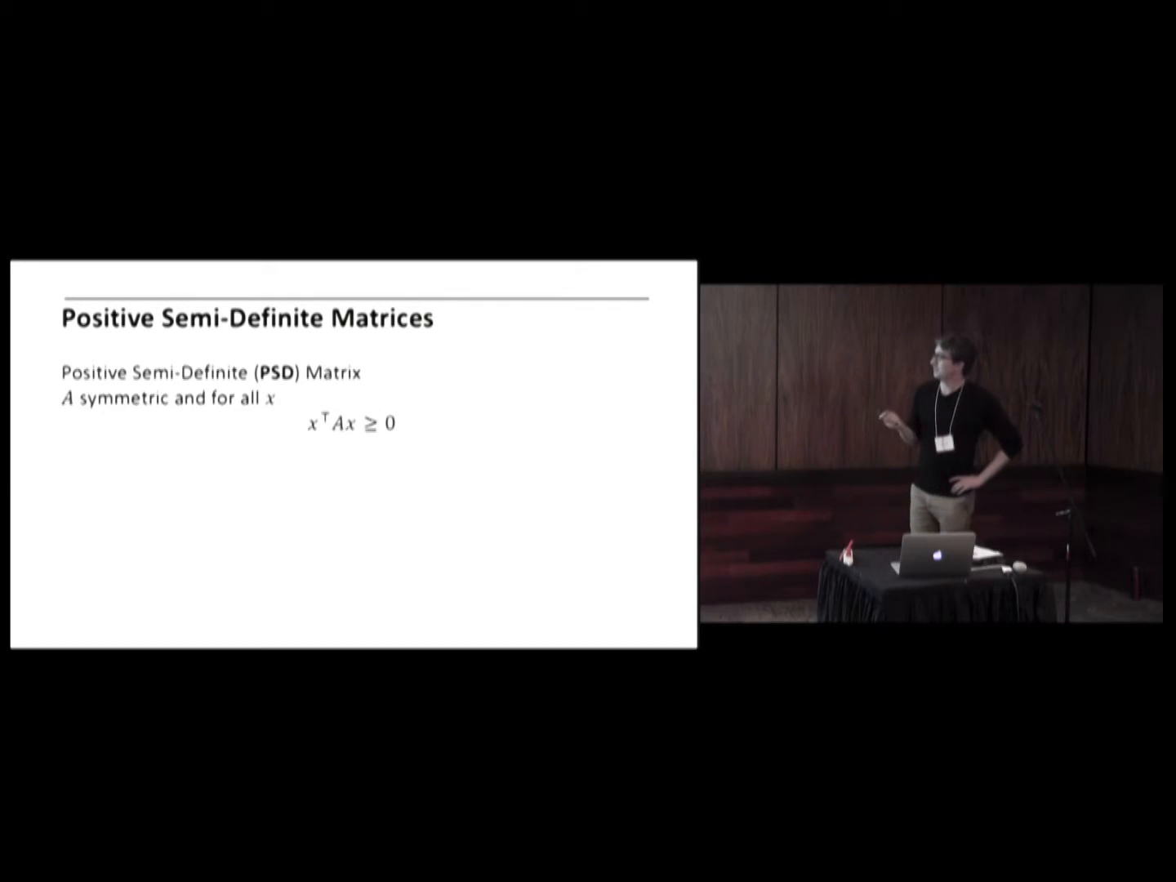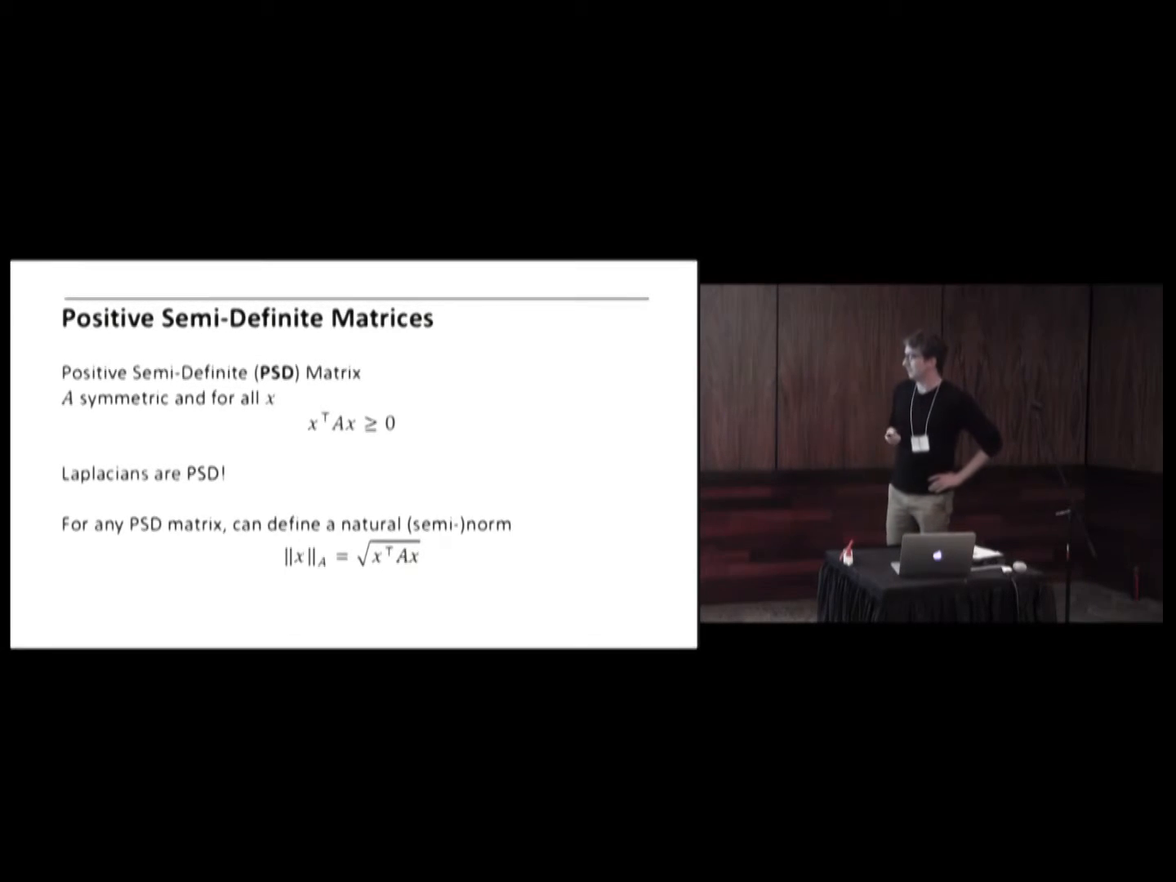Okay, so to review a few things about positive semi-definite matrices. A matrix A is positive semi-definite if it's symmetric and the quadratic form x transpose Ax is non-negative for all x. We already saw that Laplacian matrices are positive semi-definite. For any PSD matrix, we can define a natural semi-norm. The A norm of x is just the square root of x transpose Ax.